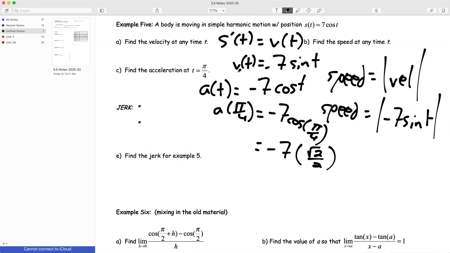So in this case, if it's evaluated at pi over 4, I take pi over 4 and plug that in and evaluate it at that point. You just go back and forth between sine and cosine. Yes.